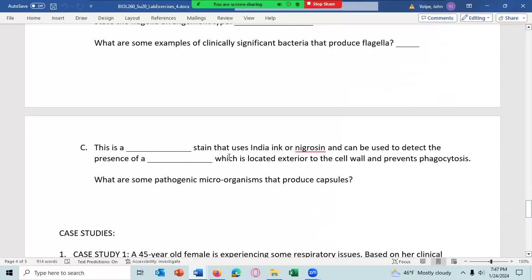All right, 5C. This is what stain, so name the stain, that uses India ink or nigrosin and can be used to detect the presence of what cell structure. This cell structure is located exterior to the cell wall, and it prevents phagocytosis of the bacteria. And then C3, what are some pathogenic microorganisms that produce a capsule? And you can get that from the lab module as well.